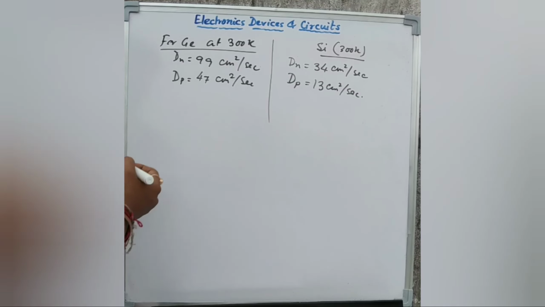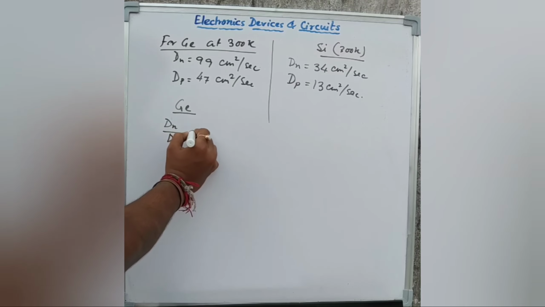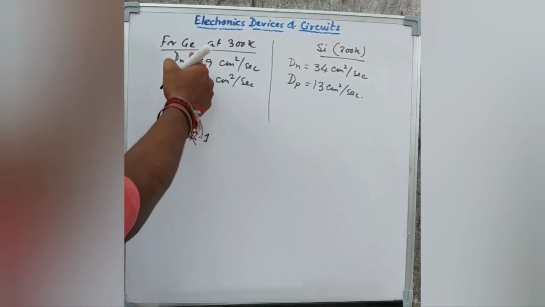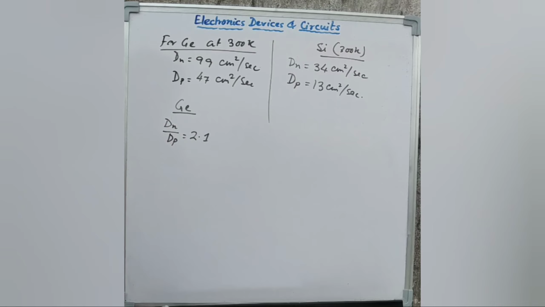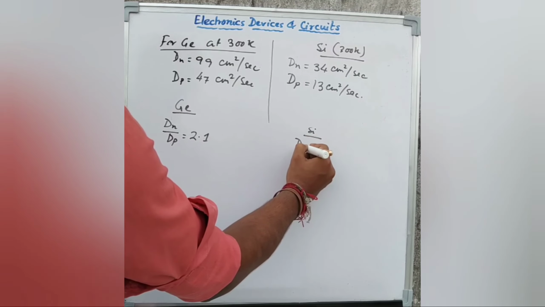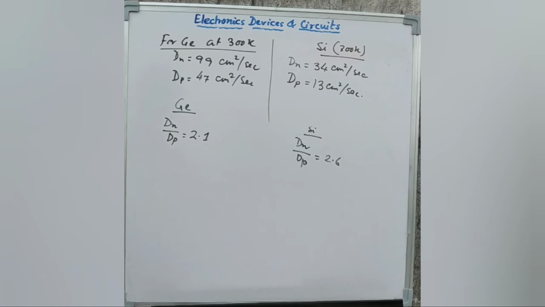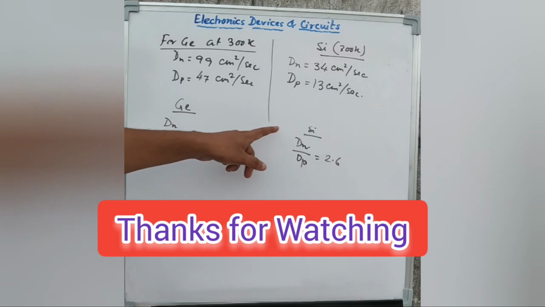For germanium, if you calculate the ratio of Dn by Dp, you will get 2.1, and for silicon this ratio of Dn by Dp is 2.6. This is the ratio of electron diffusion constant to hole diffusion constant for germanium and silicon.